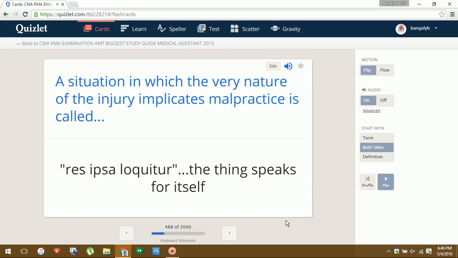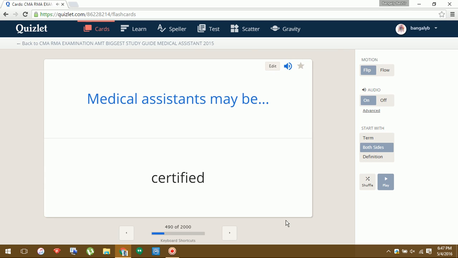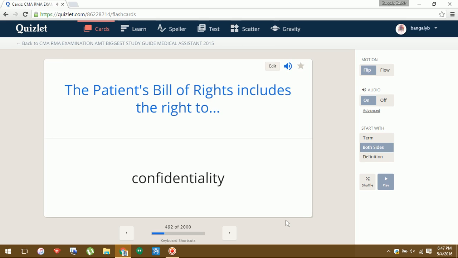A situation in which the very nature of the injury implicates malpractice is called res ipsa loquitur. The thing speaks for itself. The strongest mandatory credential regulated by a state to practice a profession is a licensure. Medical assistants may be certified. Ethics deal with morals. The patient's Bill of Rights includes the right to confidentiality.